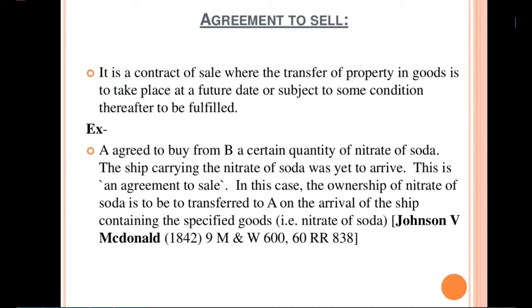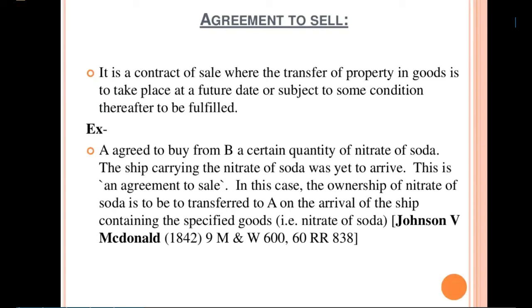Okay, let's understand this concept with an example. A agreed to buy from B a certain quantity of nitrate of soda. The ship carrying the nitrate of soda was yet to arrive. So this is an agreement to sell. In this case, the ownership of the nitrate of soda is to be transferred to A on the arrival of the ship containing the specific goods, that is the nitrate of soda.